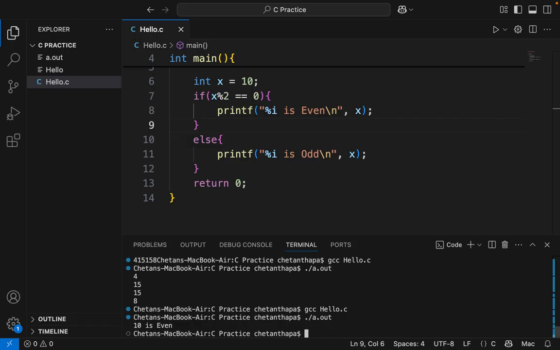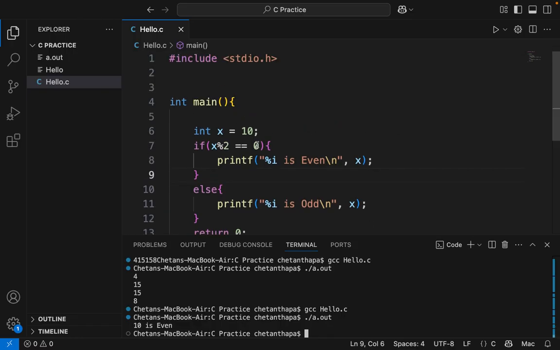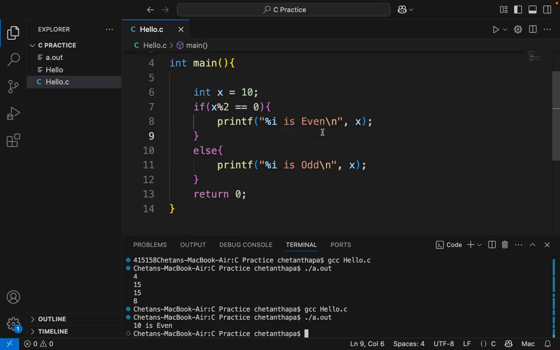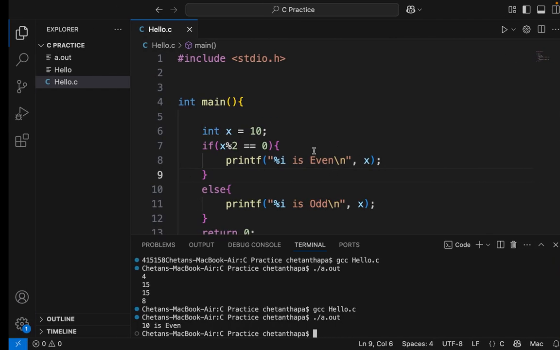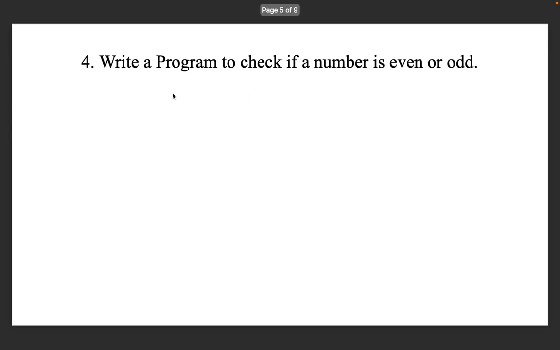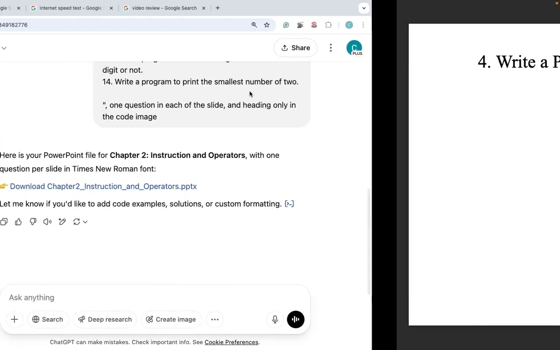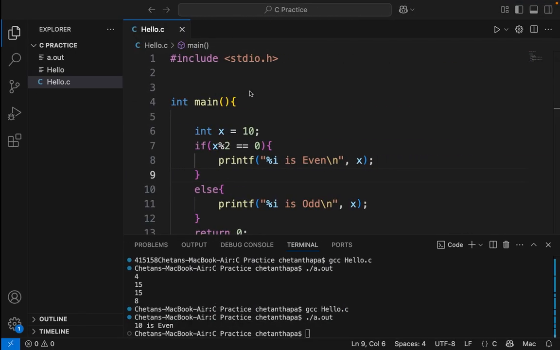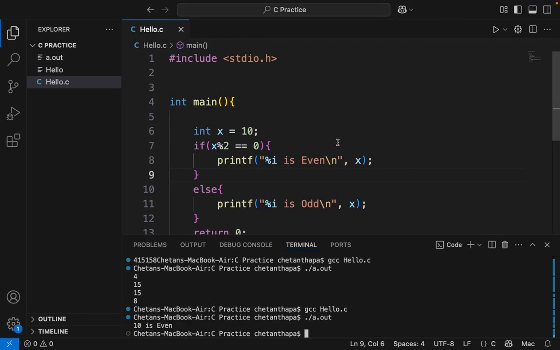Running the code. 10 is even. Okay, so this is how to solve this kind of problem. So the next question is, write a program to check if a number is even or odd. Same thing, same as what we have done in this code. You need to use the modulus operator.